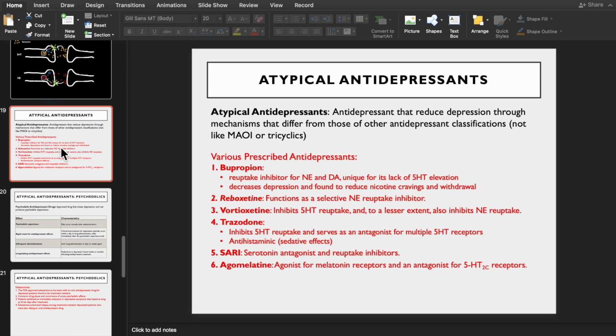Trazodone blocks serotonin reuptake and serves as an antagonist for multiple serotonin receptors and blocks histamine receptors, which is what causes the sedation. So far, you can see that atypical antidepressants work differently. They don't just increase neurotransmitters, they also have different functions.